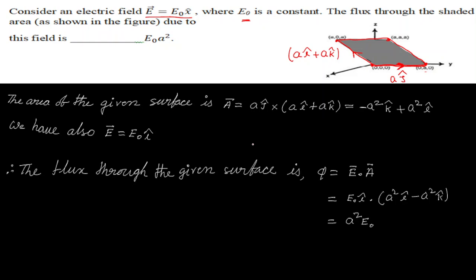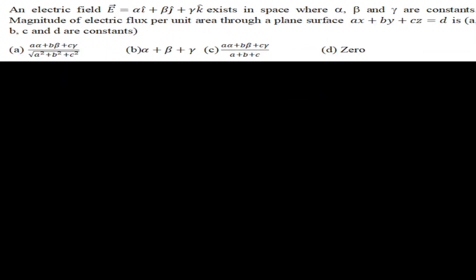So what will be our answer then? Our answer is written as E naught A square. So the answer will be 1 into E naught A square. So it will be 1. Okay, so this was the first example associated with the first case.